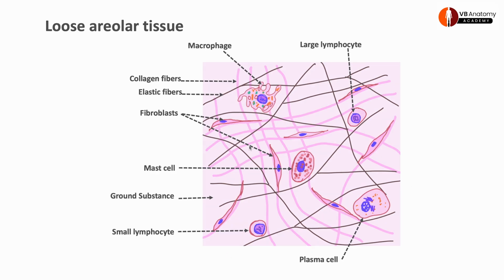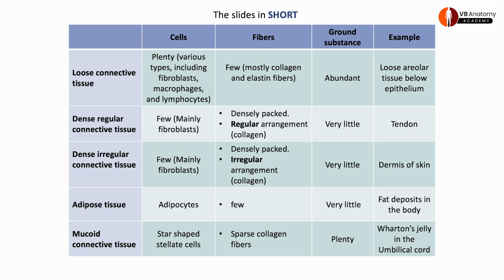ground substance. This is a table that shows you the different types of connective tissue that we are drawing today and the comparative amount of cells, fibers, and ground substance present in them. So we just drew the loose connective tissue or the loose areolar tissue. You can see that there are plenty of cells, there are few fibers, and there is abundant ground substance. An example of loose connective tissue is loose areolar tissue.